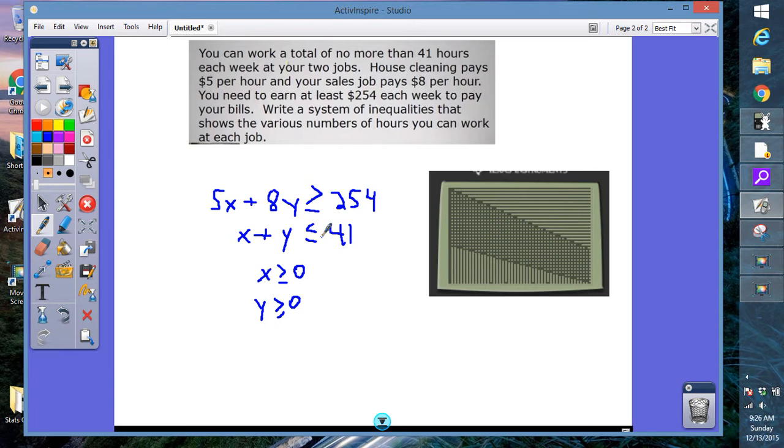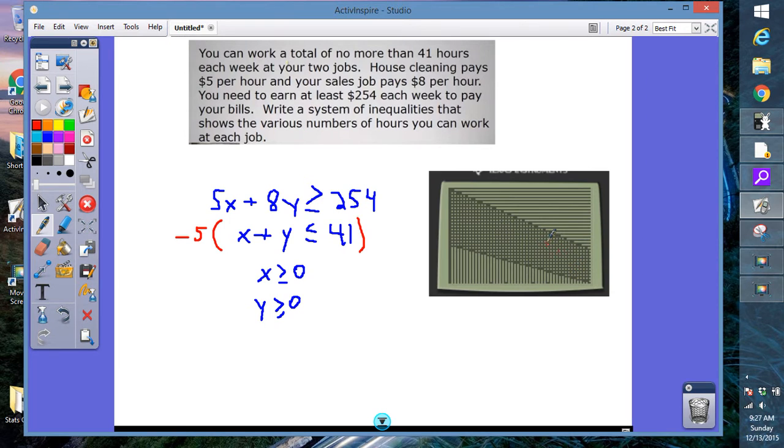I mean, it turns out I could work all of my hours in my house cleaning job and none of them in my sales job. Although the sales job pays more, so more likely I could work all sales and no house cleaning if they've got enough hours for me this week. Anyway, so this is our system of inequalities. Again, I would solve this using elimination, just eliminate one of these variables by using a multiplier. I could do a -5 or -8. Make sure you're multiplying by all three things.